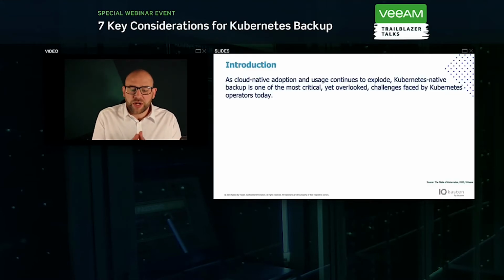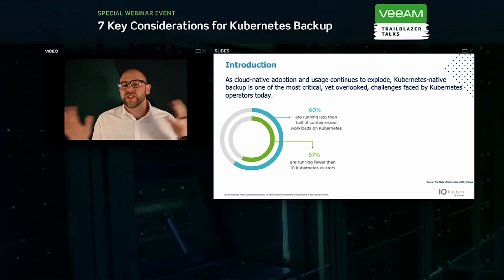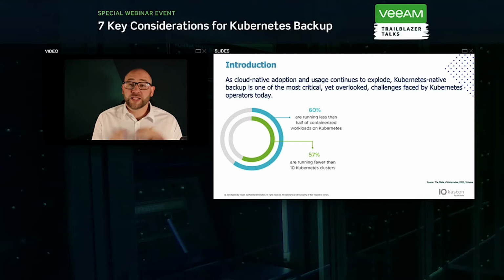I want to kick off by building the picture up around data management and the requirements around data management within Kubernetes. First and foremost, cloud native adoption is rising. We're continually seeing the numbers, the stats and the analyst reports coming out around Kubernetes, and cloud native as a wider industry adoption rate is really exploding.